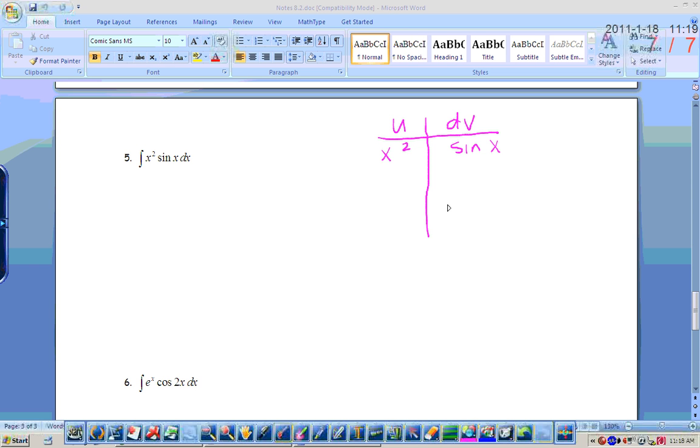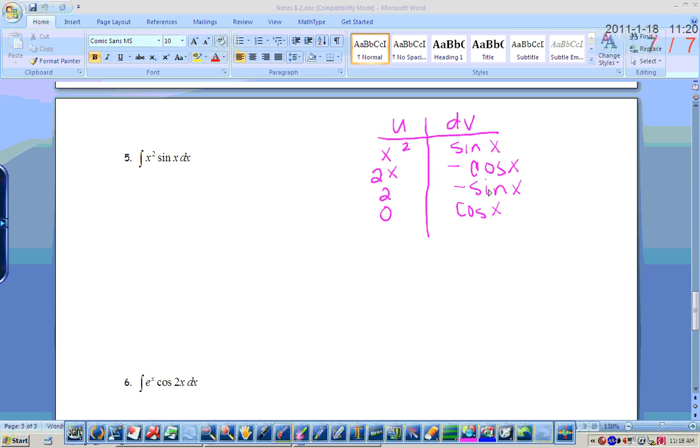Now, we're going to take the derivatives of u until I get down to 0. So the derivative of x squared is 2x, and the derivative of that is 2, and the derivative of that is 0. All right, however many times I had to take the derivative to get down to 0, I'm going to integrate the other side that many times. So it's the integral of sine: negative cosine, very good, and then negative sine, and then cosine. Okay, I'm going to check this.